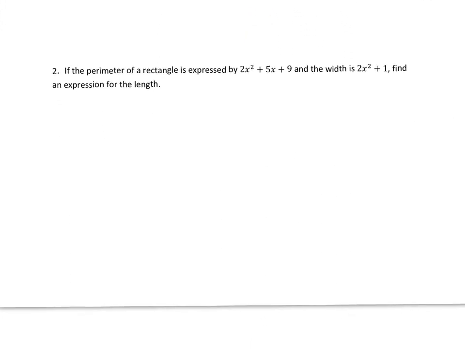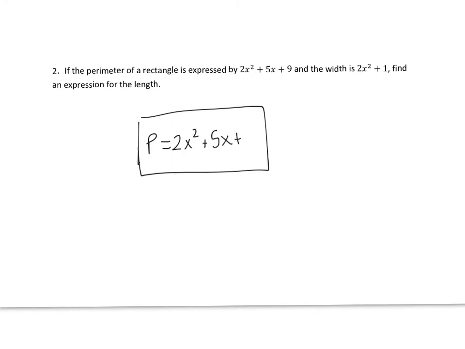Number 2: if the perimeter of a rectangle is expressed by 2x squared plus 5x plus 9, and the width is 2x squared plus 1, find an expression for the length. I'm going to draw a picture because pictures really can help with word problems. I have my rectangle, and I know the perimeter equals 2x squared plus 5x plus 9. I know the width is 2x squared plus 1, so the other side is 2x squared plus 1.